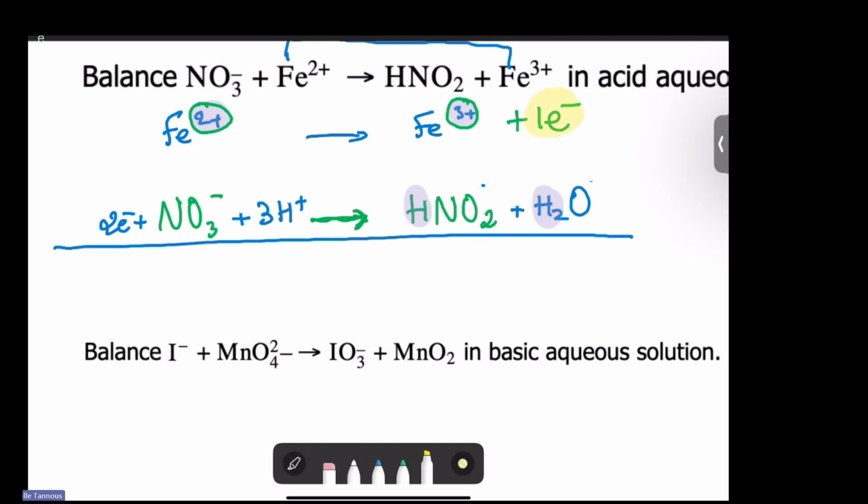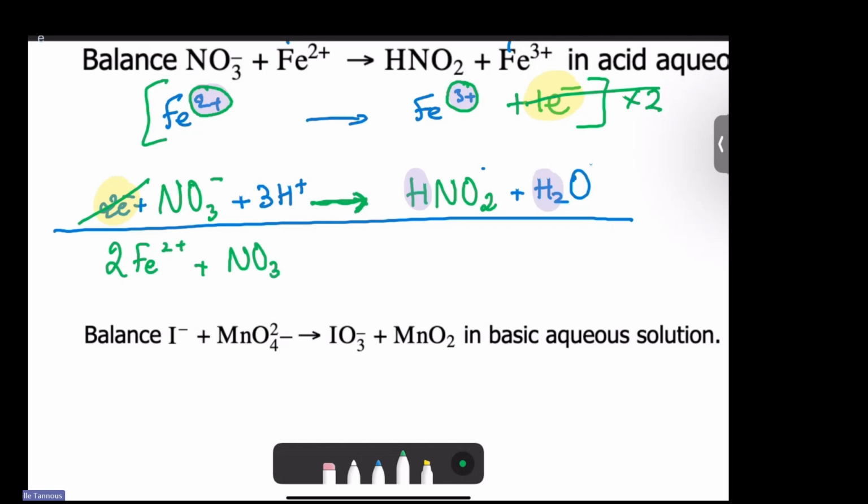Having here 1 electron, having here 2, I simply need to multiply this by 2 and add both of them. So 2Fe2 plus, and the 2 electrons will cancel out. NO3 minus, 3H plus, Fe3 plus, HNO2 and H2O. Done. It is balanced.